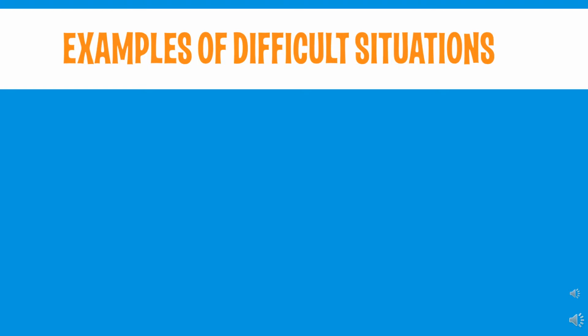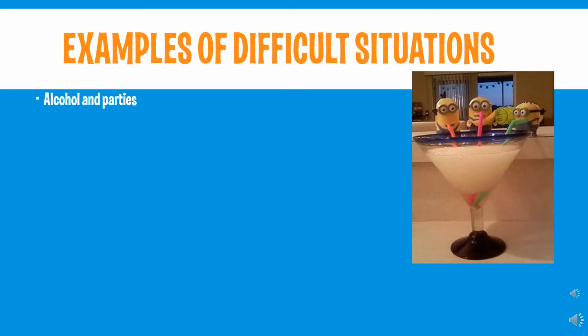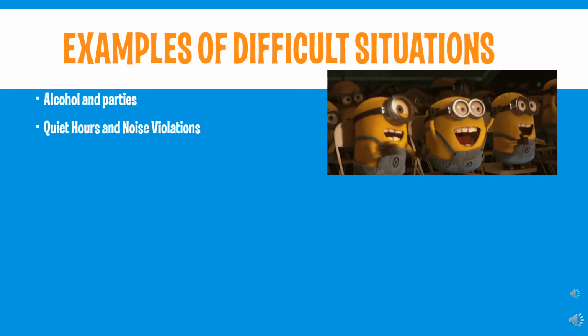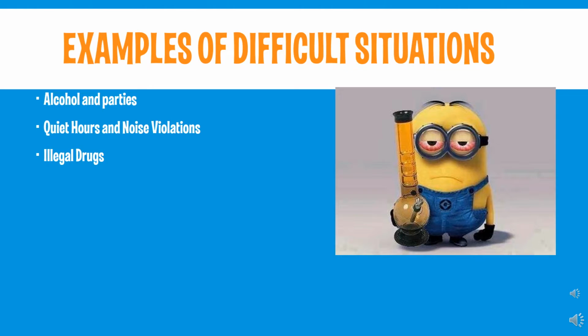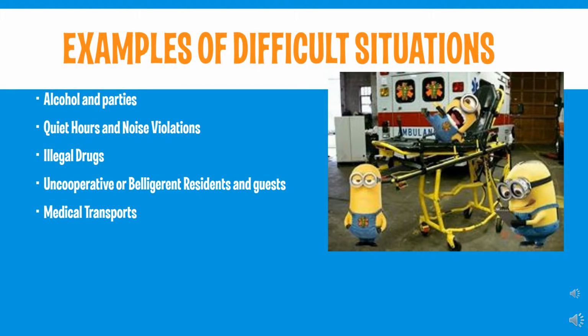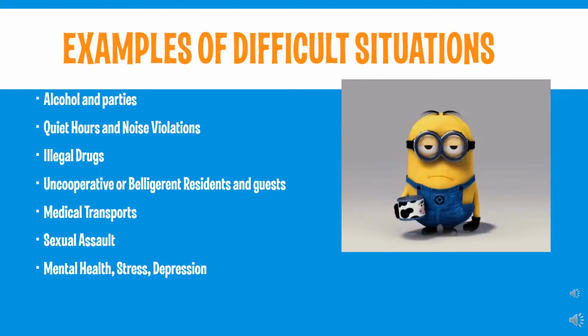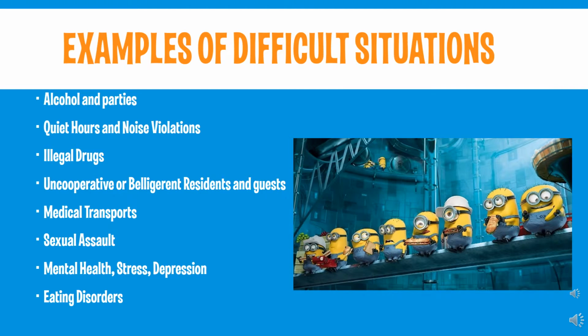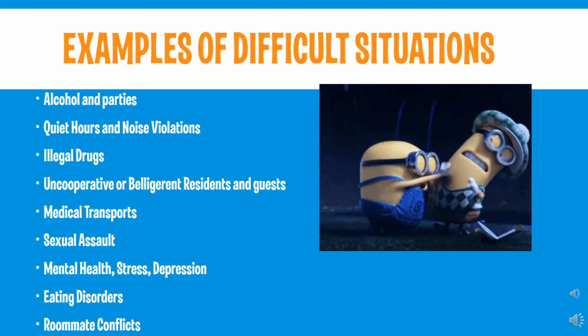Here are some examples of difficult situations you might come across. However, this is not all of them. Alcohol and parties, quiet hours and noise violations, illegal drugs, uncooperative or belligerent residents and guests, medical transports, sexual assaults, mental health, stress and depression, eating disorders, roommate conflicts.